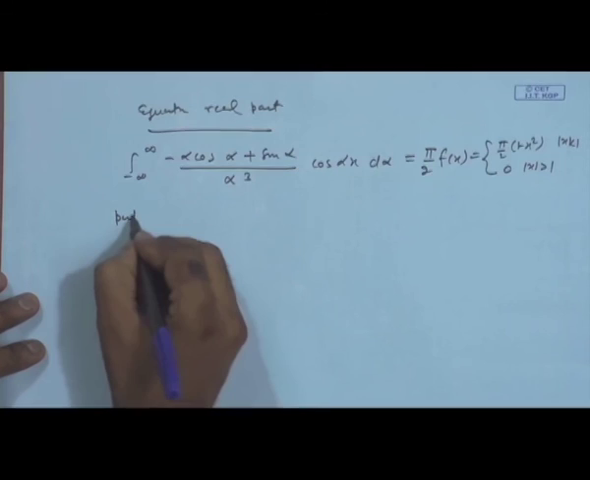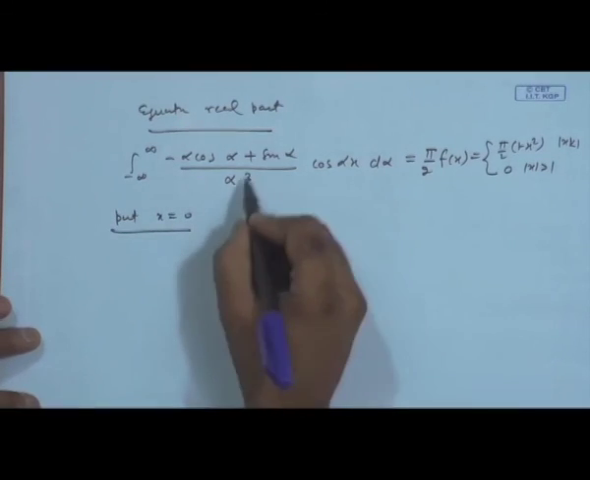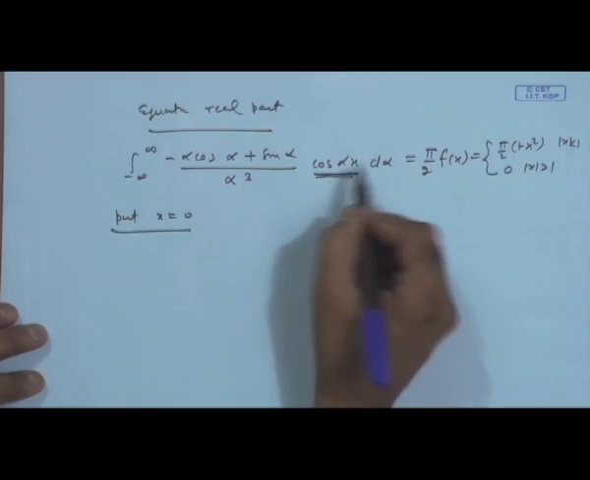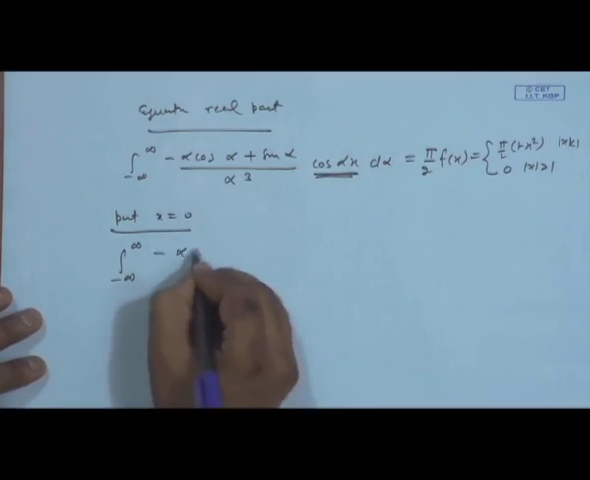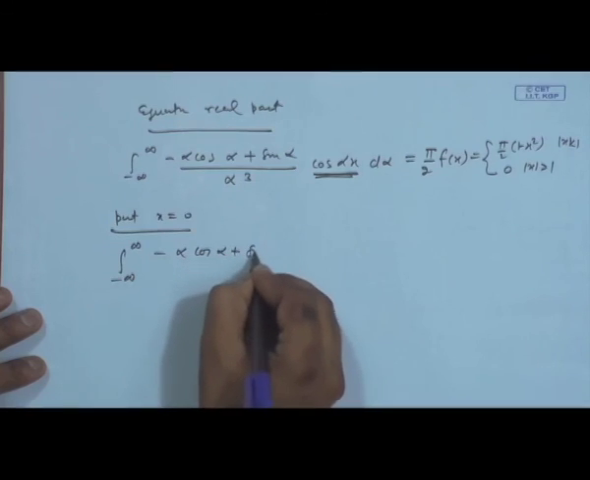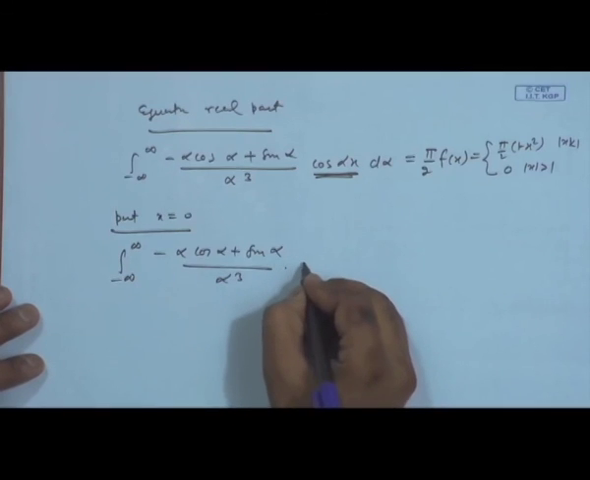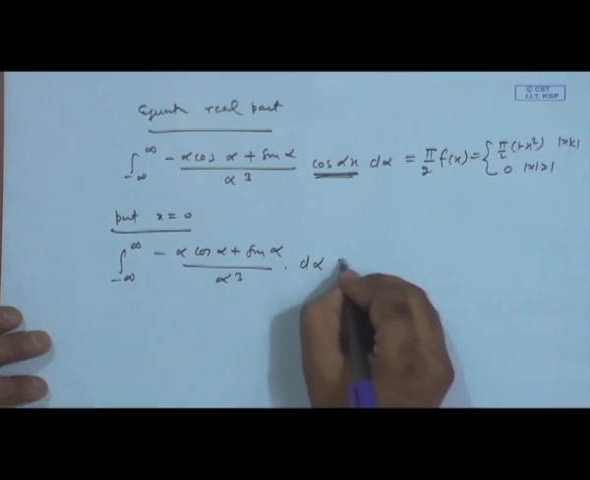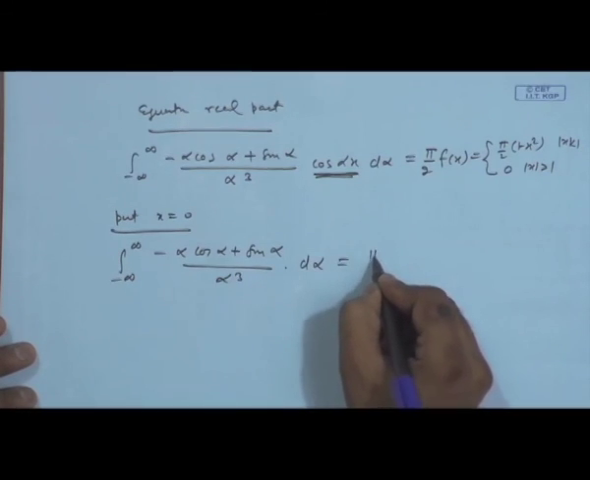So if we put here the x is equal to 0, so in that case, this cos 0 will be 1, and we have minus infinity to plus infinity minus alpha cos alpha plus sin alpha over this alpha cube and d alpha, and when x is 0, so it's less than 1, so the value is pi by 2.